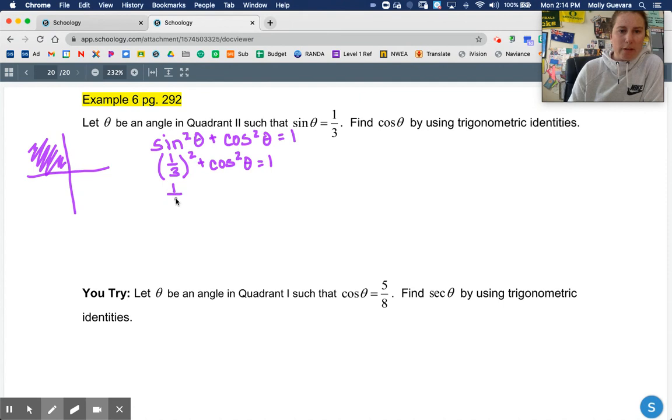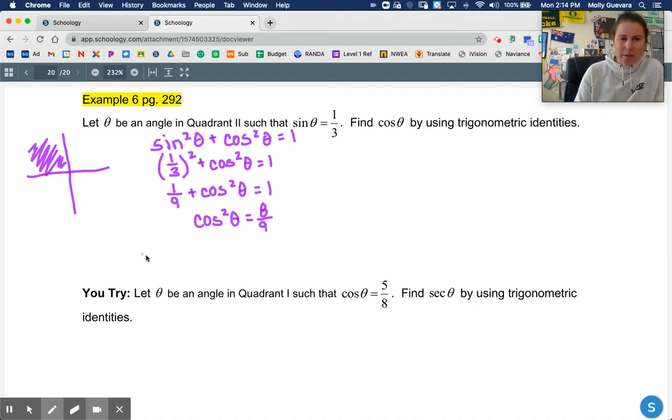Well, 1/3 squared is 1/9, right? 1 squared is 1, 3 squared is 9, plus cosine squared of theta equals 1. I'm going to subtract 1/9 to the other side. And we should be feeling good about fractions. 1 is 9/9, minus 1/9 is 8/9.